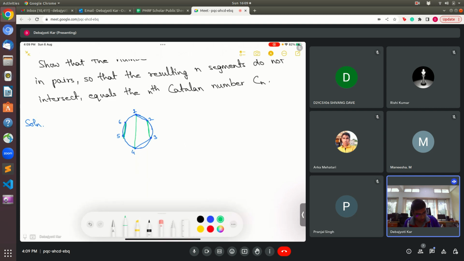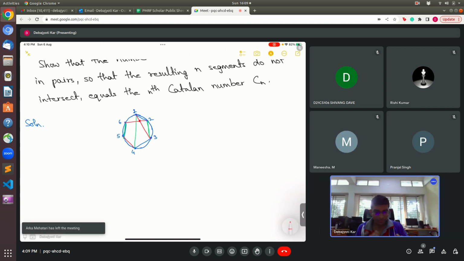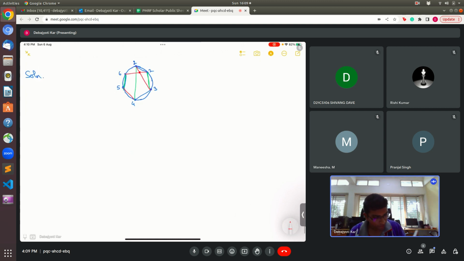So what is not a solution? Suppose you join 1 and 3, and suppose you join 4 and 5, but then you are not allowed to join 6 and 2 because this will create an intersection point. So this is not allowed. You have to pair up these endpoints in such a way that the corresponding segments do not intersect. Okay, I hope the problem is clear.